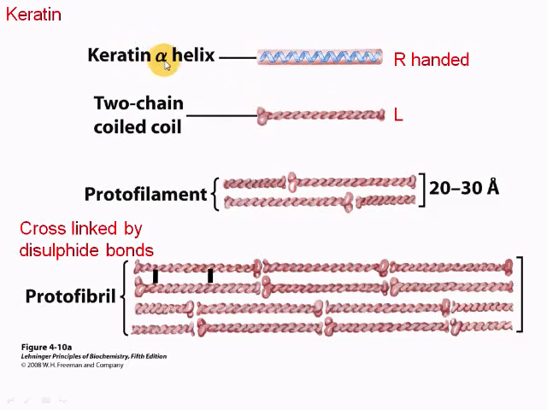Now, just to contrast the collagen, collagen is not made of an alpha helix, it's made of an alpha chain, and then it starts left-handed and becomes right-handed. Okay, and then you take these coiled coils and you just kind of join them together into these groups, protofilaments, and then you stack protofilaments on top of each other to form protofibrils. And these protofilaments are cross-linked by disulfide bonds, and so I drew these little black things in here. And so these disulfide bonds help to kind of stabilize the keratin. And collagen is going to be cross-linked by something different.